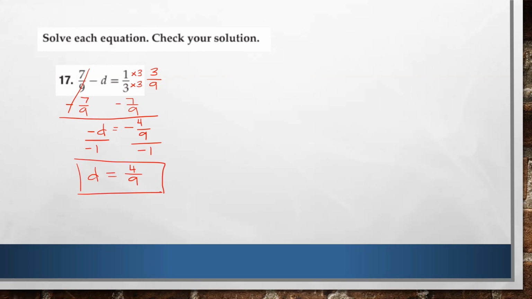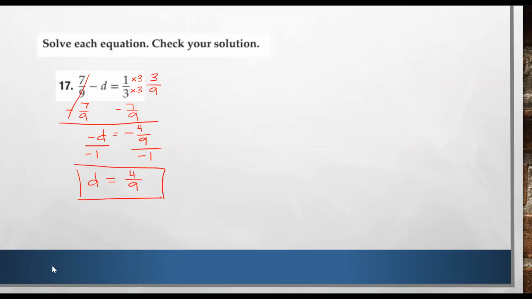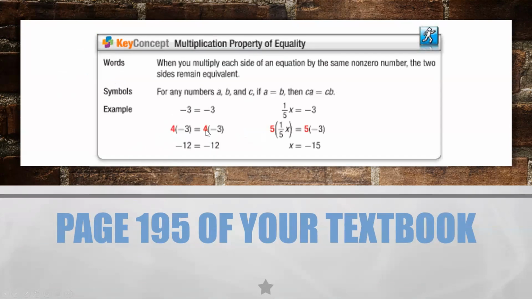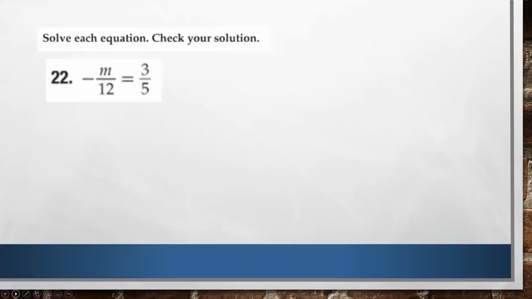All right, next problem. This on page 193 of your textbook, it talks about the division property. You can divide an equation by the same number on both sides, and it will keep your equation balanced. Same thing with multiplying. You can multiply both sides of an equation by something, and you'll still keep your equation balanced. All right. So let's look at number 22.